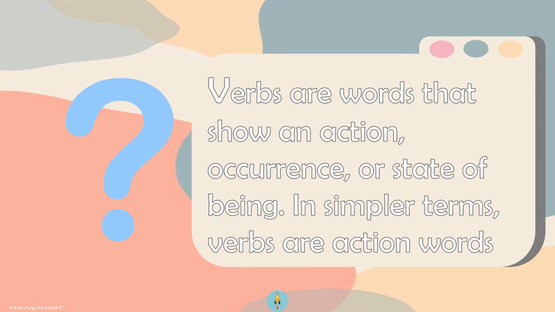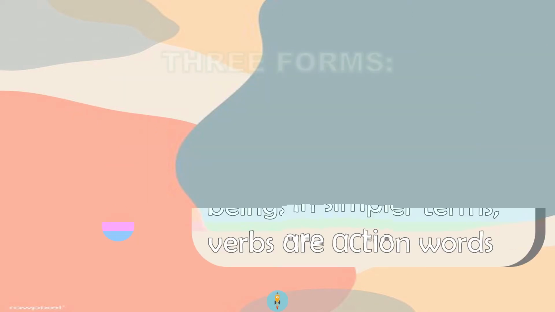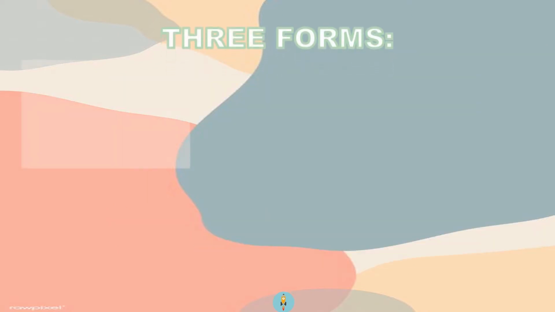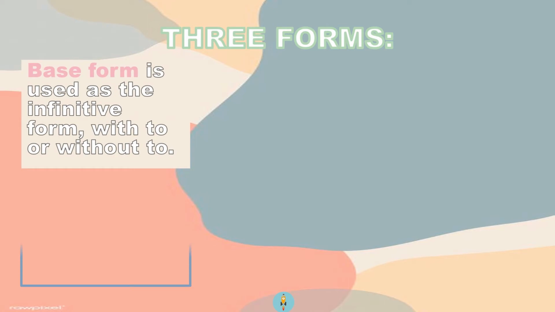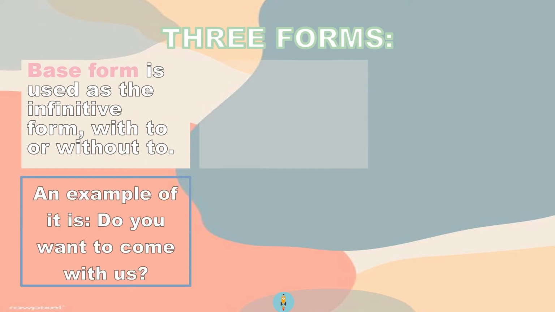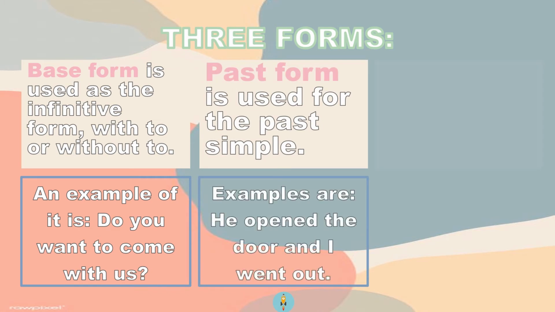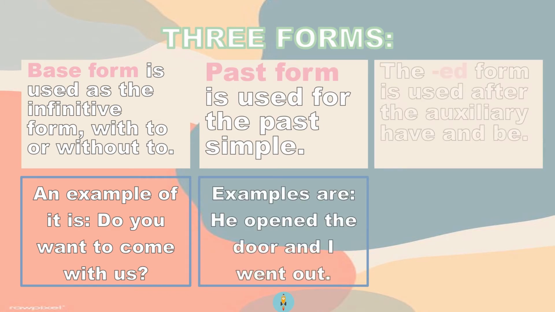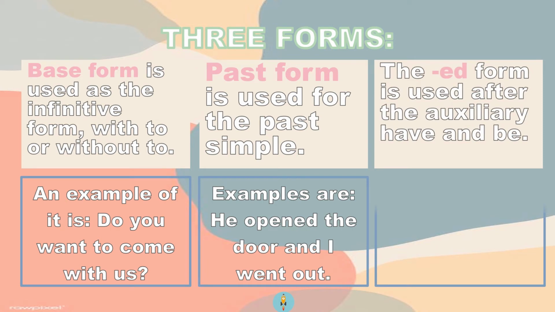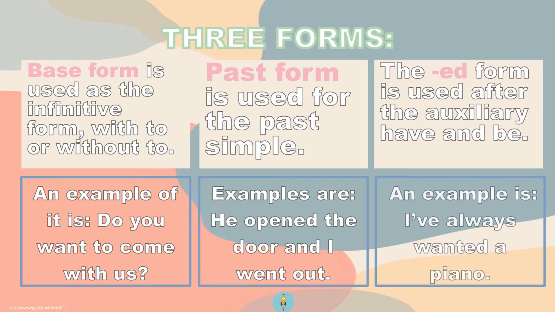Now we're down to verbs. Verbs are words that show an action, occurrence, or state of being. In simpler terms, verbs are action words. Verbs have three forms. Base form is used as the infinitive form, with to or without to. Past form is used for the past simple. The ed form is used after the auxiliary have and be.